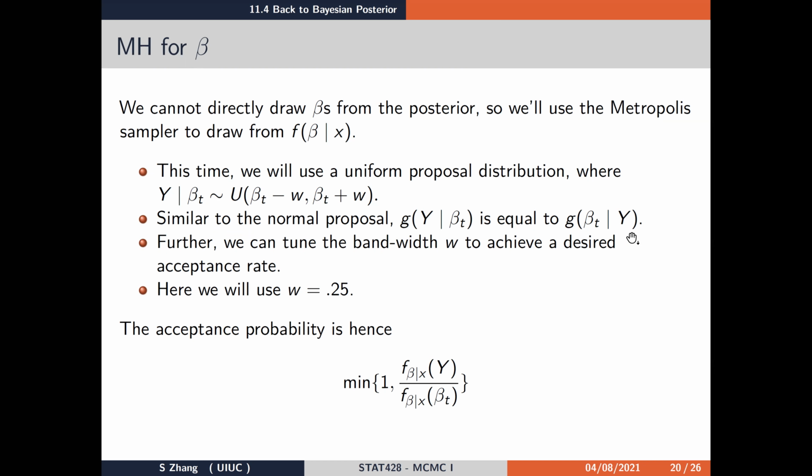Further, we can tune the bandwidth w to achieve a desired level of acceptance rate we like. For simplicity, we will just use w equals 0.25 here, but in practice, you might want to tune w and see when it achieves a good acceptance rate. For this example, the acceptance probability will be given by the minimum of 1 and the posterior density ratio between these two.